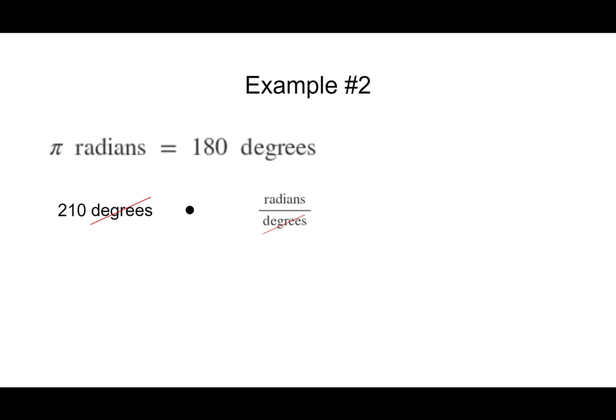If we remember the equation again, pi radians equals 180 degrees, we can use it to make our ratio, pi radians over 180 degrees, to help us find our answer. So if we multiply across, we have 210 pi over 180 radians. And we can simplify it by dividing by 30 over 30 to get our final answer, 7 pi over 6 radians.